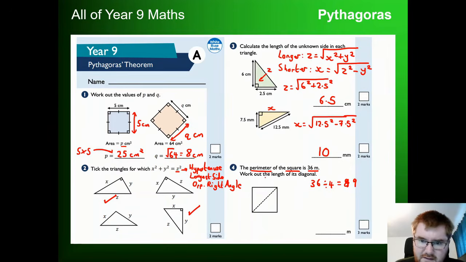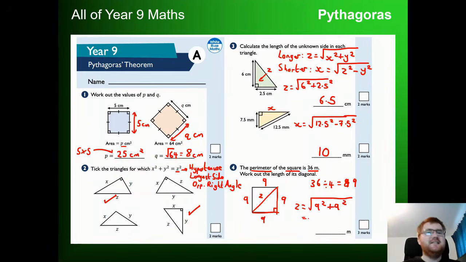There we are. So this is 9, this is 9, this is 9, this is 9, and we want to work out the length of the diagonal. Notice we've actually got a right angle triangle here, which is very, very useful. So pop in the right angle like so. Because we're looking for that z, that longer side, we can use the top formula. So we go z is equal to the square root of 9 squared plus 9 squared.